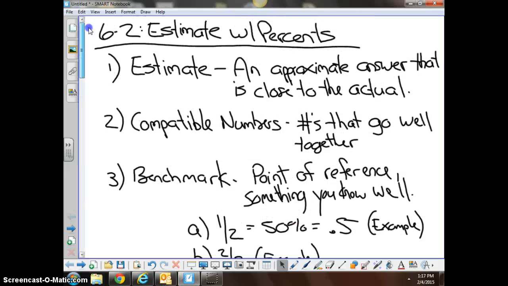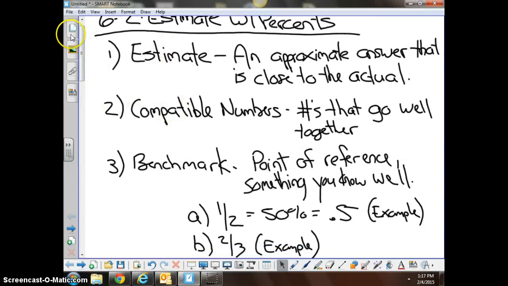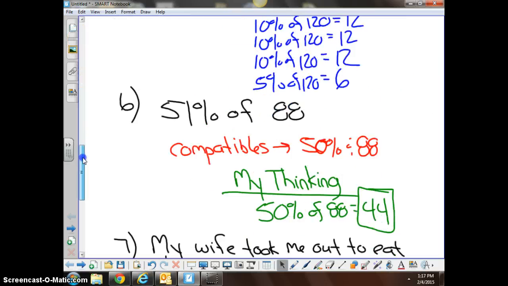Second example from 6-2, estimating with percents. We have 3 really important vocab words here that you have to pay attention to. Here is the problem today.